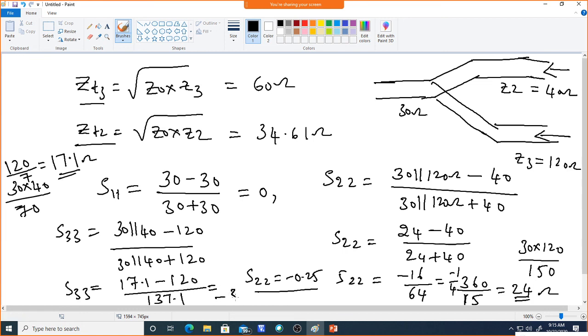-3/4, minus 3 by 4. So that is nothing but minus 0.75. Okay, so this is the value of S33. Now we need to find the value of S23, and whether there is any isolation.